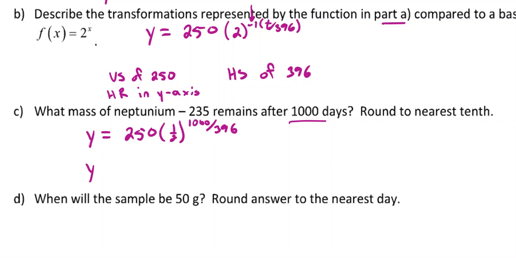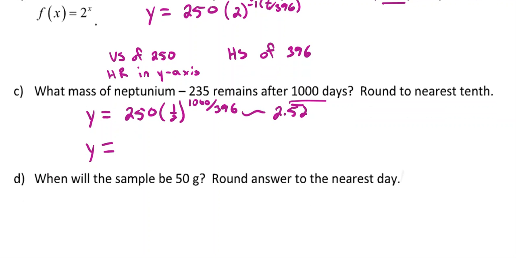Okay, and you could just plug it all in. Make sure you're careful that you're only raising the half to this. Don't go 250 times 1/2 to the power of that. It's only the half that's being raised to that power. And just know this too, that 1,000 divided by 396 is really just like 2.52, and I think that's repeated. So that's really just saying there's been 2.52 half-lives that have occurred. That's all that you really just found there. So if you plug all that in, you end up getting 43.4 grams.